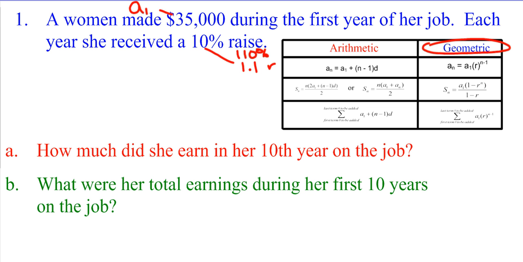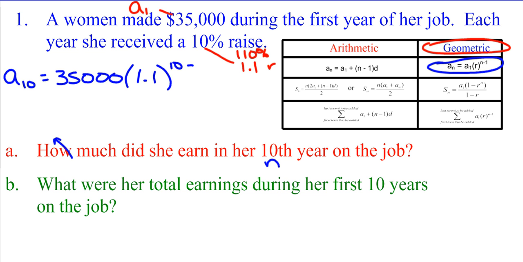Now it says in part A, how much did she earn in her 10th year on the job? So this right here is N. We're looking for A10. I'm looking at this formula right here, because I'm not looking for the sum of all 10 years, I'm just looking for the 10th year. So I'm going to show this work up here since I have a lot of room there. So A sub 10 equals A1 times R to the 10 minus 1.